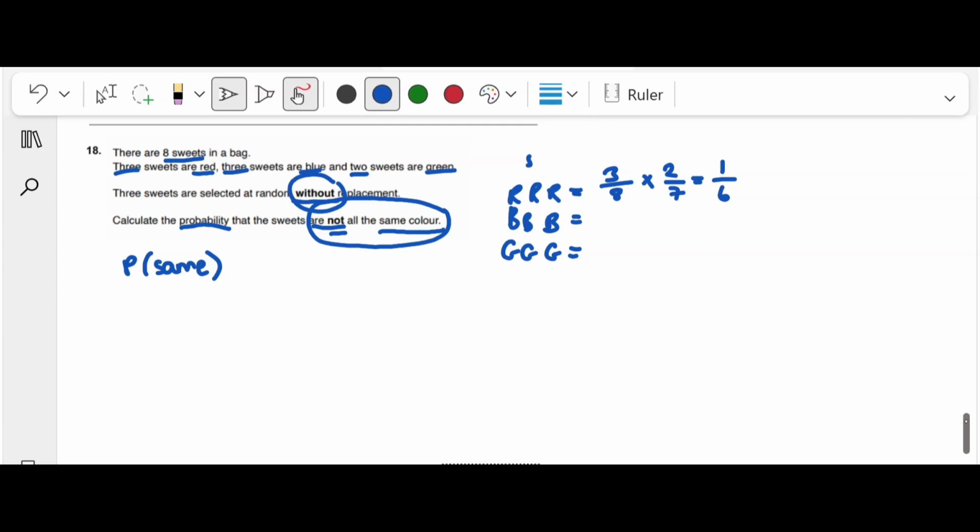So then I'm going to do blue, blue, blue. So blue, I've got 3 blue out of 8, but if I've taken a blue the first time, that now goes down to 2 out of 7, and then it goes down to 1 out of 6, just like with my red.